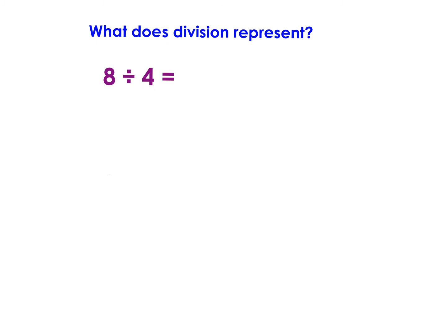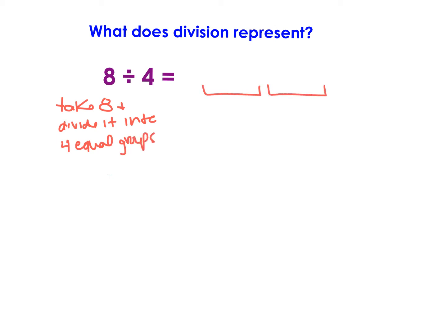So now we're going to jump in and look at what division actually represents in a problem. Here I have two different problems, and we're going to break it up into visual representations for you. Here we have 8 divided by 4. And what this is saying is take 8 and divide it into 4 equal groups. So what I like to do is draw buckets. Here I have 1, 2, 3, 4. And then I like to divide the 8 evenly into those buckets.